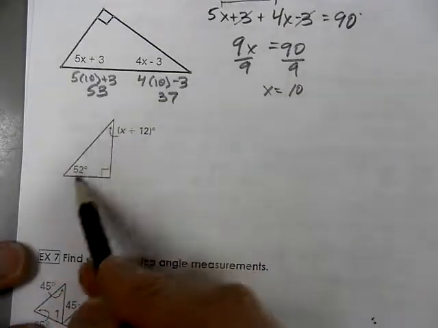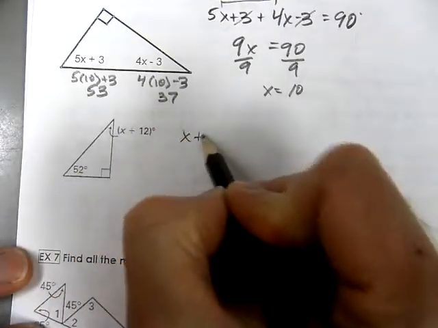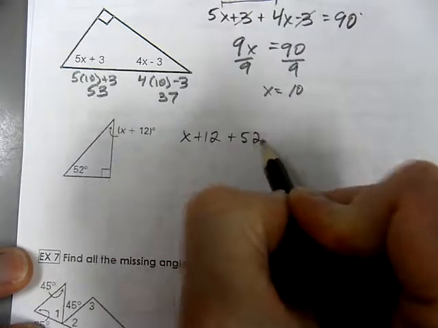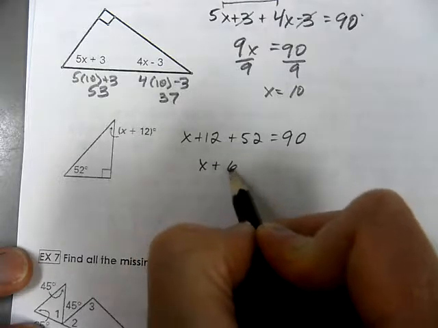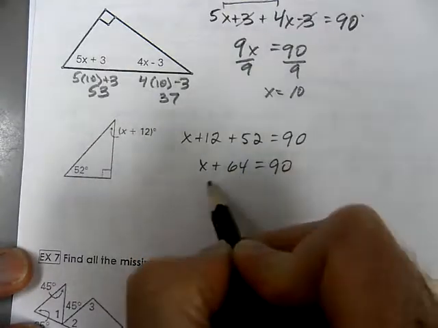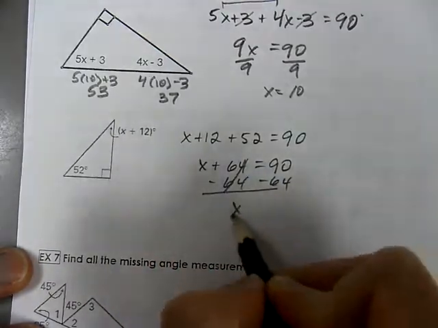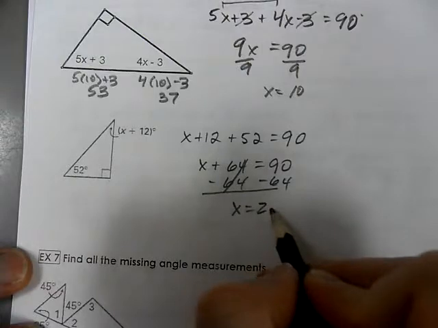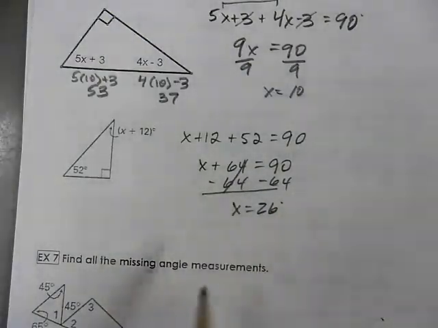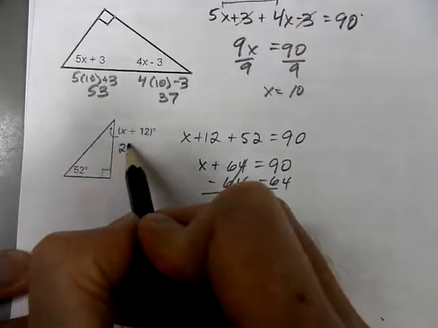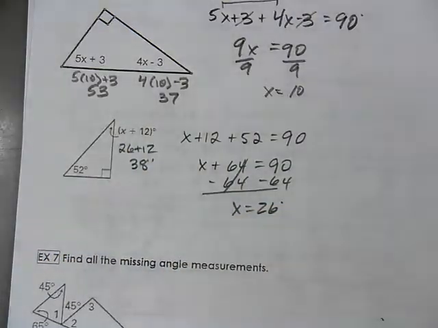Right triangle. The acute angles of a right triangle are complementary. So 26 has to be our missing angle. We plug 26 in here, and we get 38 degrees is our missing angle.